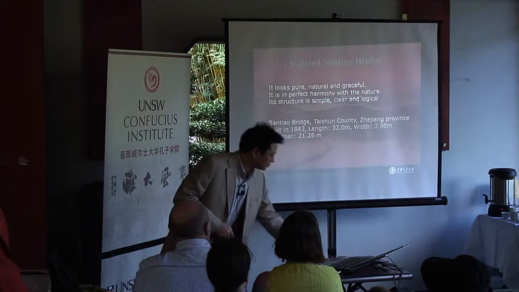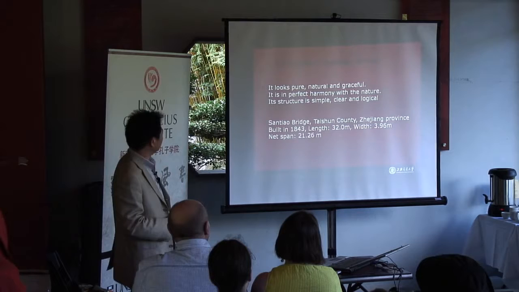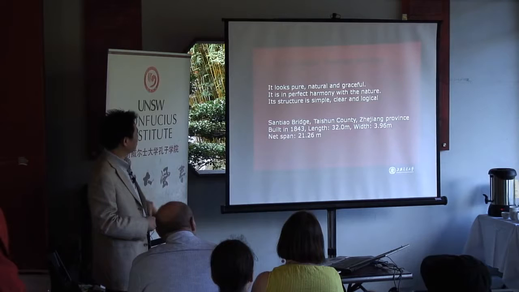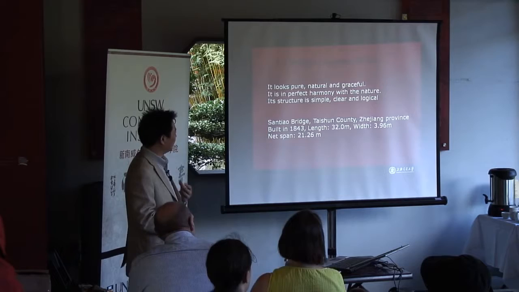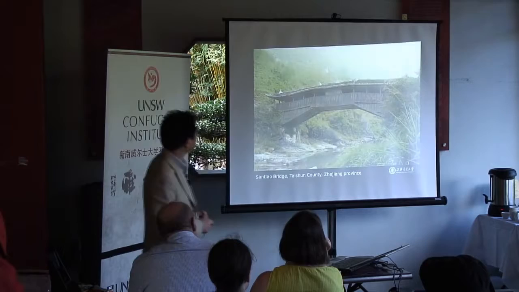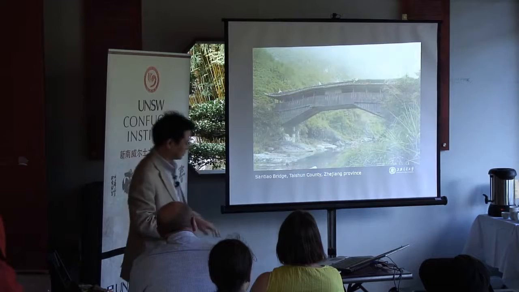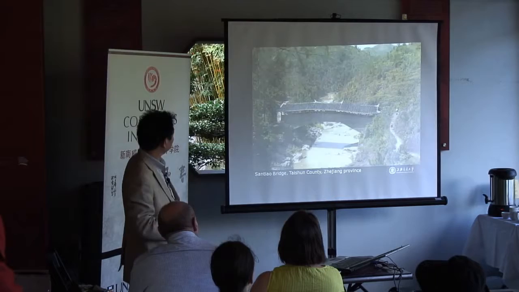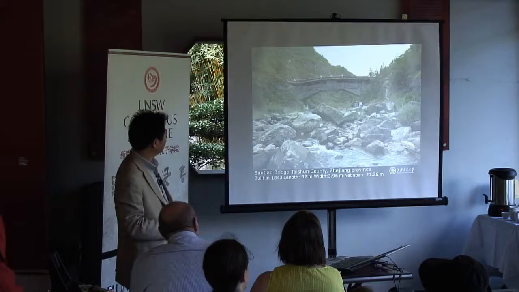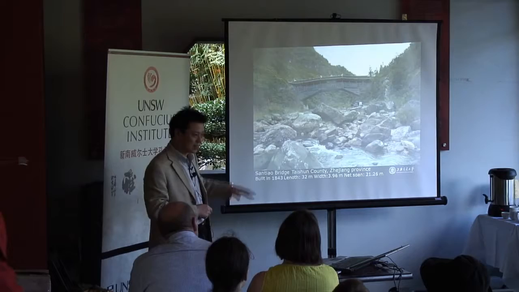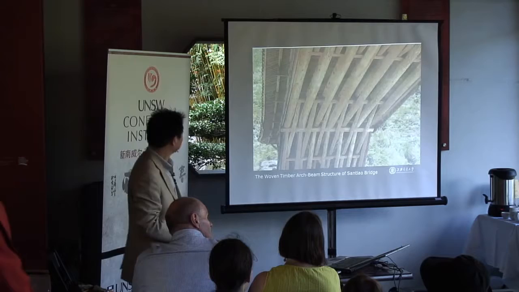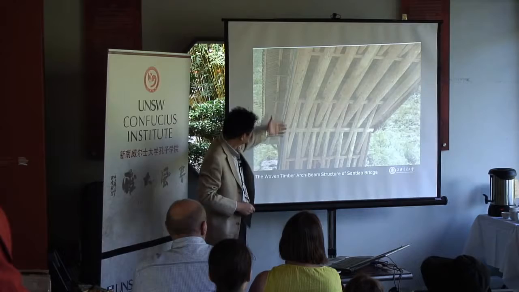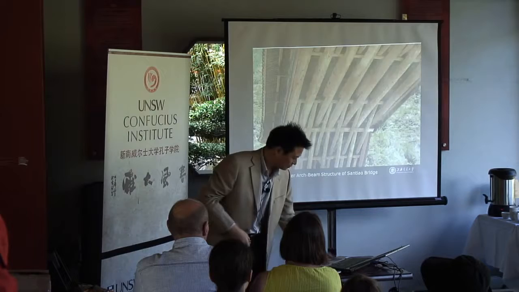The isolated Sanqiao Bridge looks so natural and graceful. It is in perfect harmony with nature. Its structure is simple, clear, and logical. We look at this bridge between the two cliffs. Rock, but it is also an element of the garden. It comes from nature. The woven timber beam structure of Sanqiao Bridge. The sandy sculpture of Sanqiao Bridge.